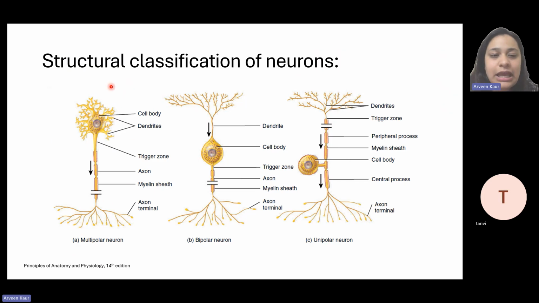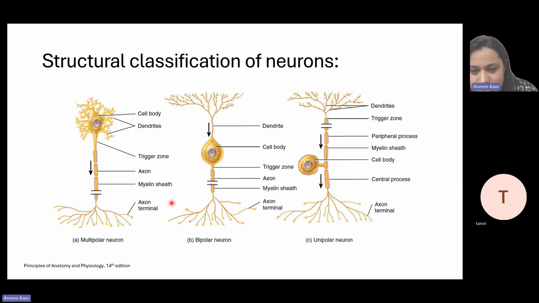You can see over here. This is the cell body. There are multiple kinds of extensions over here and an additional extension over here, right? Multipolar neurons are most of the neurons that are present in the brain and spinal cord, and most common motor neurons are also these only, right?